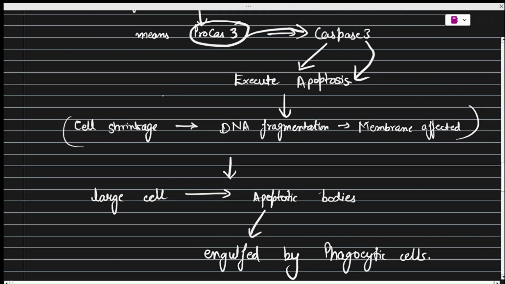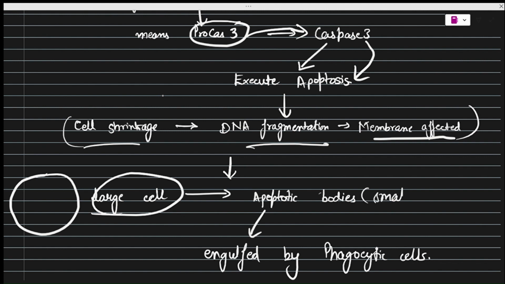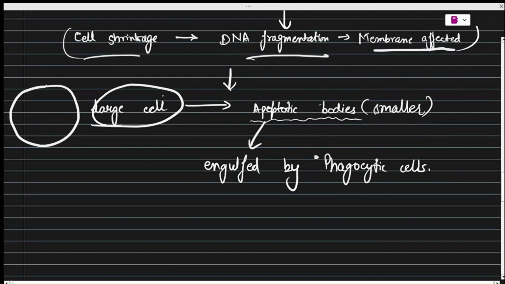In the apoptotic signal, as I have explained in the earlier class, there is cell shrinkage, DNA fragmentation, membrane disruption, and even the nuclear membrane gets degraded. These are some features of apoptosis. If the apoptosed cell is large, that large cell is converted into smaller cells, called apoptotic bodies, which are further engulfed by phagocytic cells. And that's how apoptosis works.